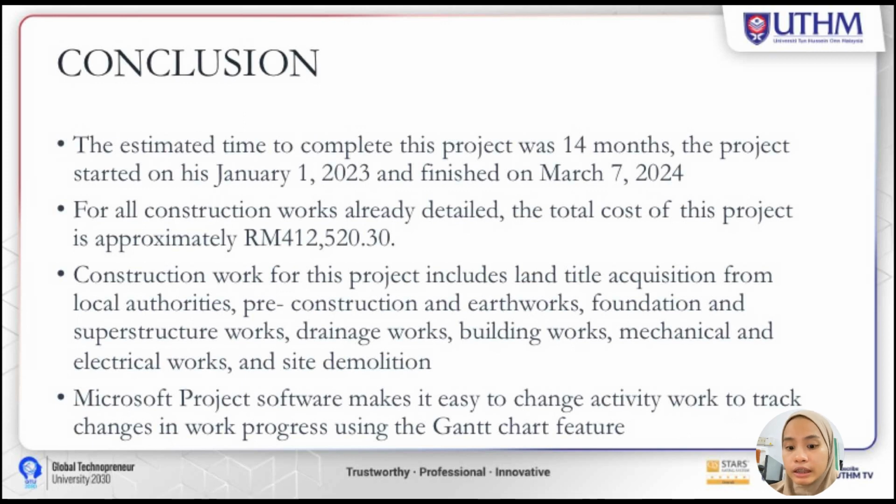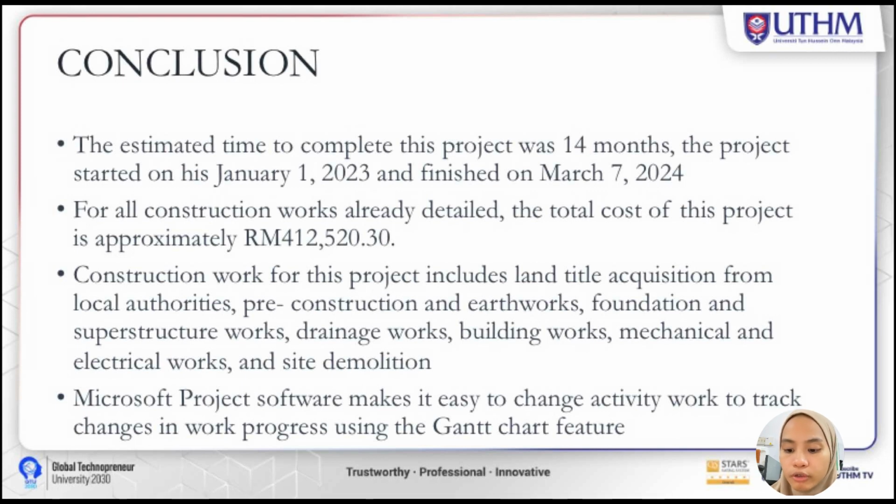Next, for the conclusion, it can be concluded that the two-story convenience store construction project in Pagoh Education Hub meets all the requirements of the clients. The estimated time to complete this project was 14 months. The project started in January and finished on March 7, 2024. The project was completed within the estimated time. This can happen because stakeholders are effectively taking on this project management task. As a result, there were no delays in the construction of this project for all construction works already detailed.